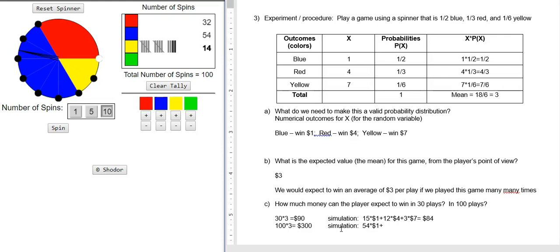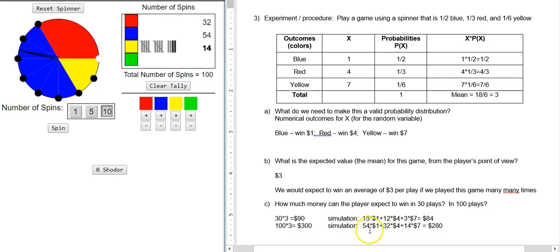I have 32 red ones, and that's almost 1/3. 1/3 would be about 33, so that's pretty close there. And then I have 14 yellow ones. So my winnings there turned out to be $280.